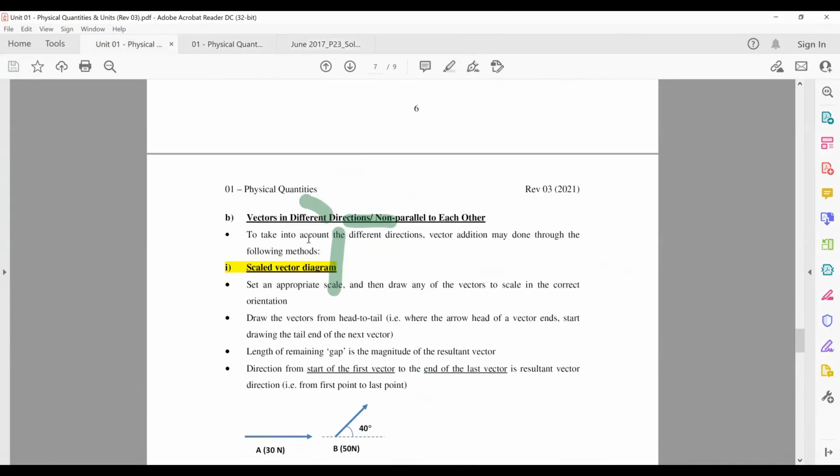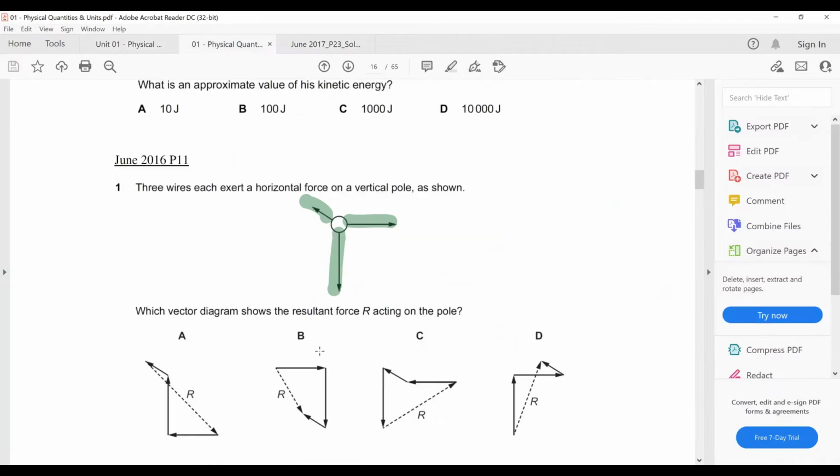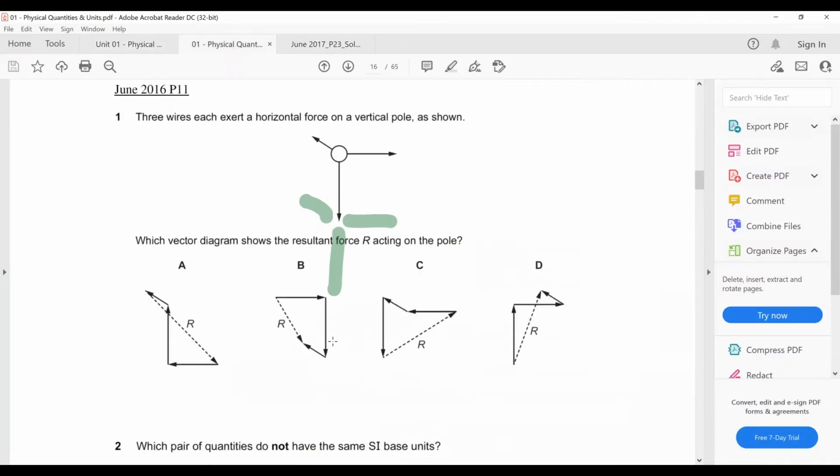Under your notes, page 7. You draw the vectors from head to tail. Any gap is the resultant. The direction will be given from the first point to the last point. So if you look at this question right now, you try to see which vector is actually drawn from head to tail. The order won't matter. The order in which they are drawn won't matter. You can draw this one first, or this one first, or this one first. But the main thing is that they must be from head to tail.